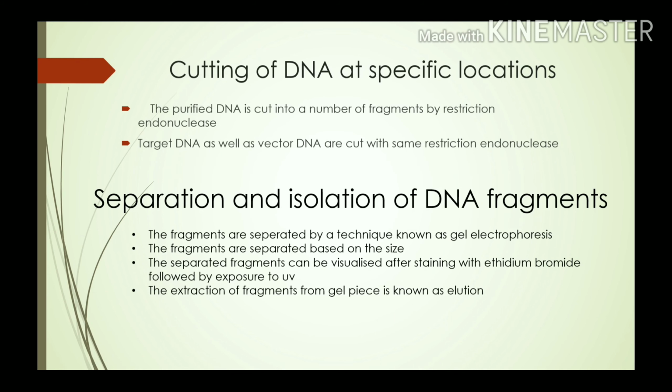And the next step is cutting of DNA at specific locations. The purified DNA is cut into a number of fragments by restriction endonuclease. Restriction endonuclease is the enzyme which identifies the recognition sequence, nothing but palindrome sequence, on both the plasmid DNA and the foreign DNA, and it cuts at those sites. So the target DNA as well as vector DNA are cut with the same restriction enzyme, because the restriction endonuclease has a unique recognition sequence.